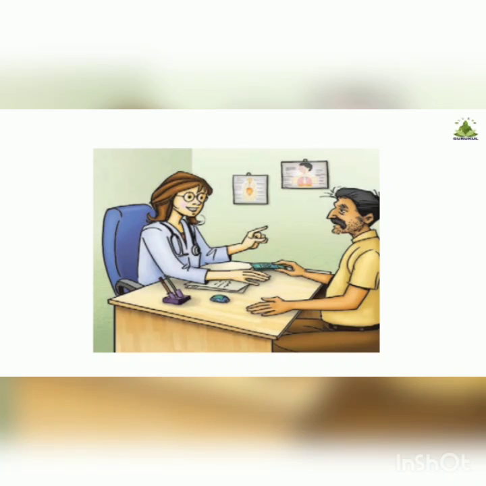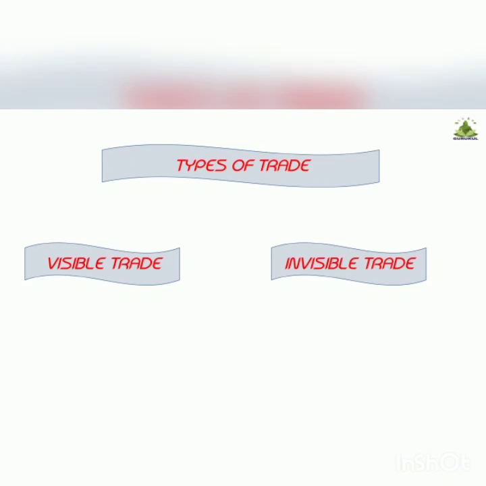Now, in this picture, you can see, children, a doctor treating a patient. When there is an exchange of service, we call it as an invisible trade. For example, service is being lent to the patient. In this video, we have discussed about the visible trade and invisible trade. So, these were the examples we can say, or types of trade which is visible and invisible.